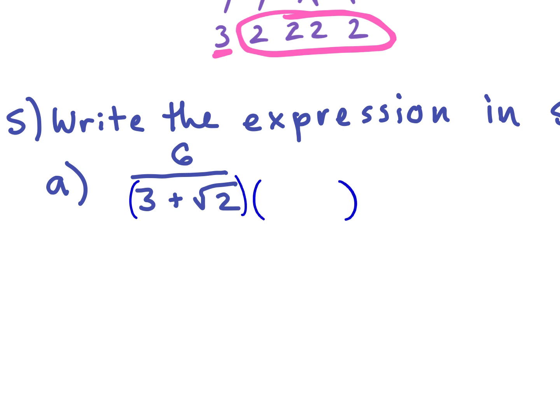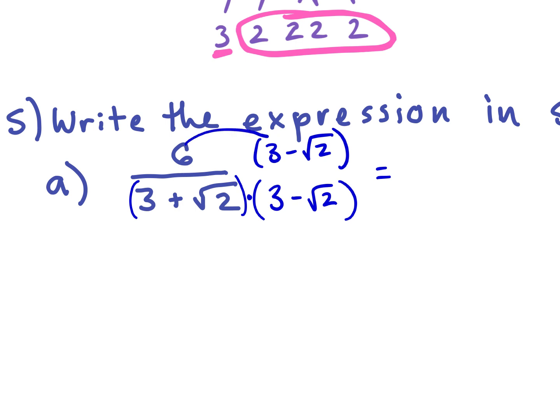Multiply the denominator by the conjugate. So what would my conjugate of 3 plus square root 2 be? 3 minus square root 2. And if we multiply that on the bottom, we have to multiply the same thing to the top. So you can't just do it to one of them. You have to multiply the same thing to the top and the bottom.